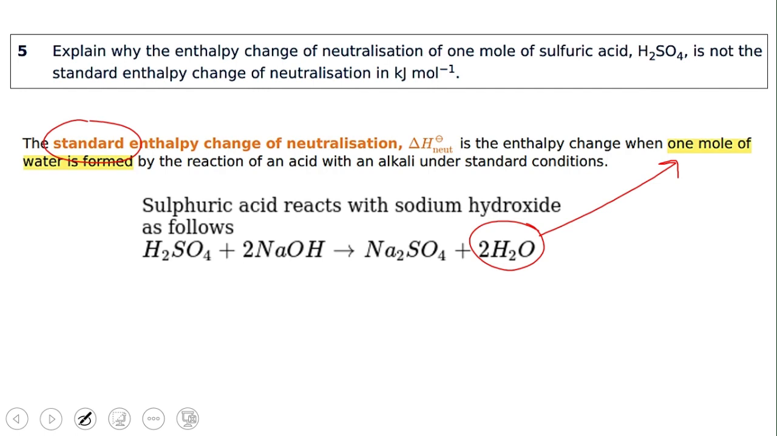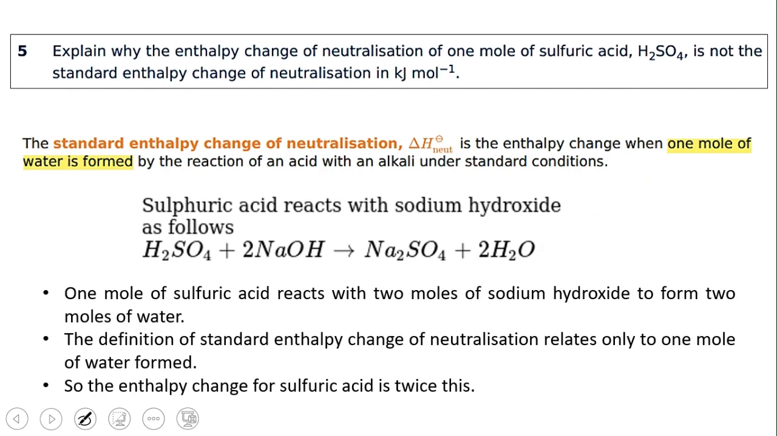So it means the sulfuric acid produces 2 moles of water at the end. So that is the reason it will not be standard. It will be twice the standard. So for this reason you can write here that 1 mole of the sulfuric acid reacts with 2 moles of sodium hydroxide and produces 2 moles of water at the end. So by definition, it is not the standard enthalpy change of neutralization because standard will need just 1 mole of water at the end. So it is twice the enthalpy change for sulfuric acid.